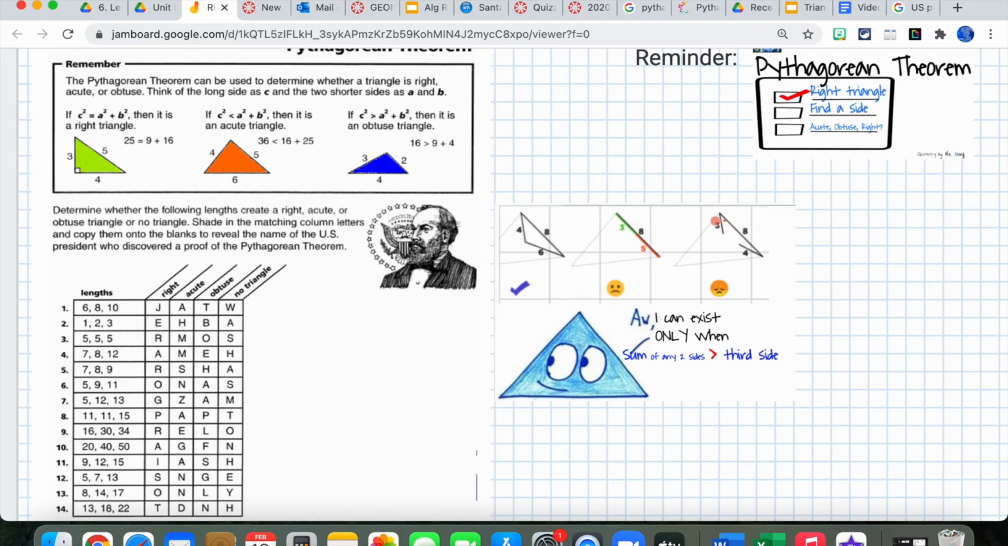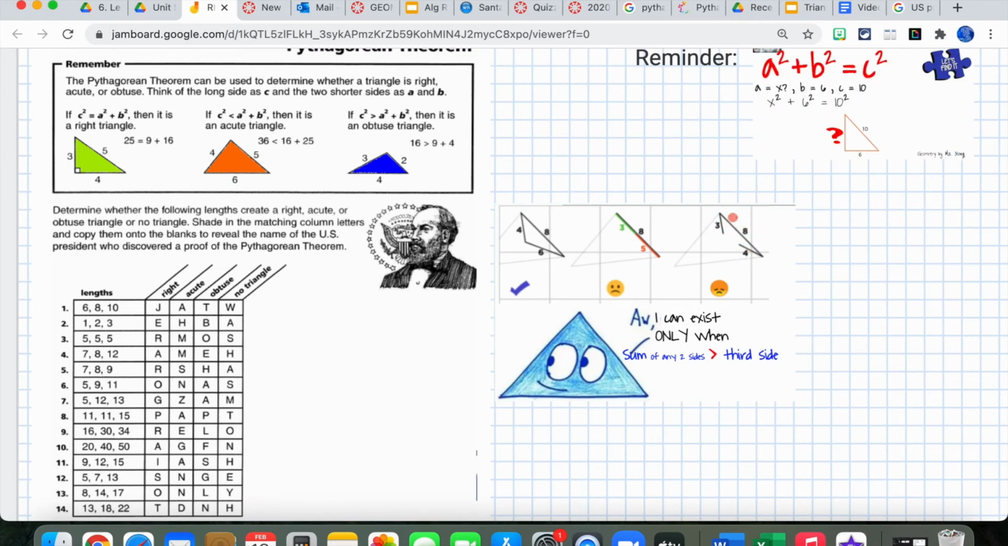And again, 3 and 4, we get 7. So 7, we cannot close the top. There's no triangle possible on this one. So again, you would mark no triangle when that happens.